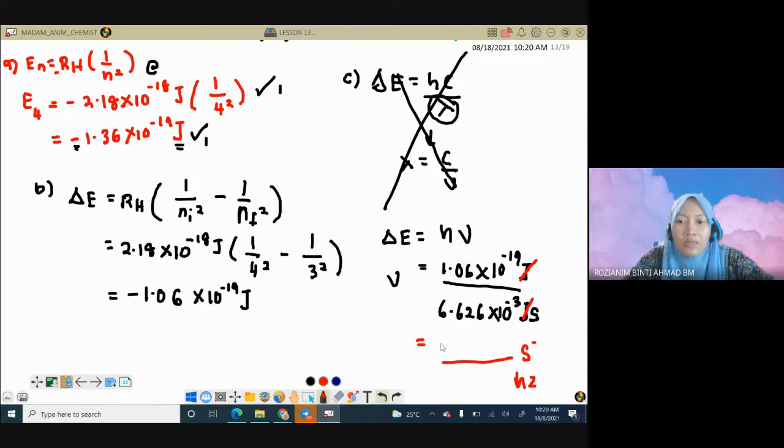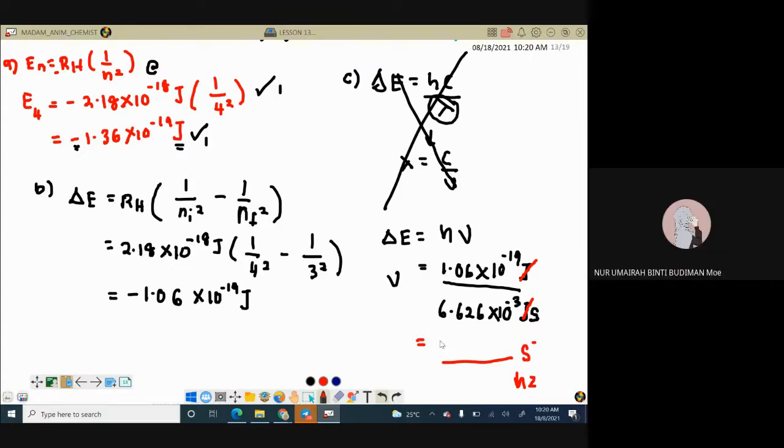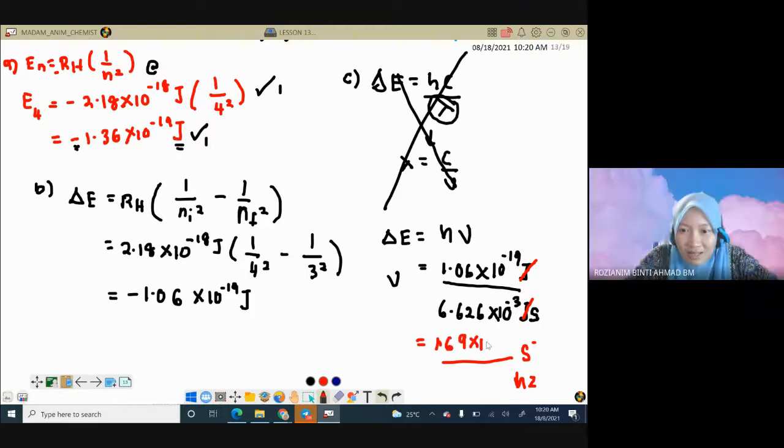Okay, tolong saya bagi nilai V. Siapa yang dah tekan kalkulator? Tolong. Kejap. 1.69 times 10 to the power of negative 17. Negative 17. Oh, okay, alright. Okay, thank you.